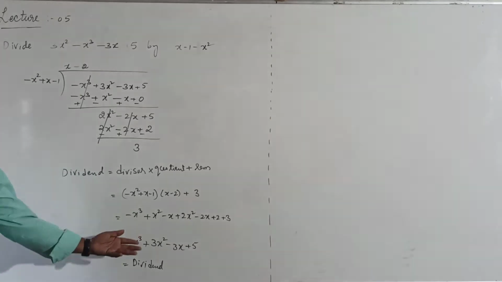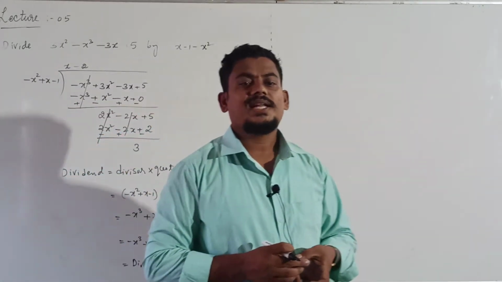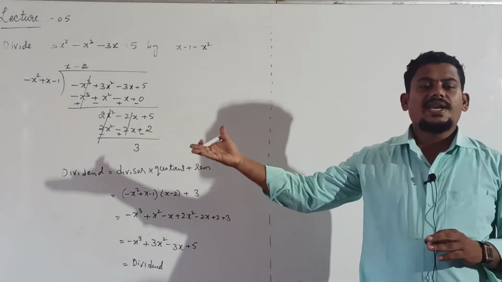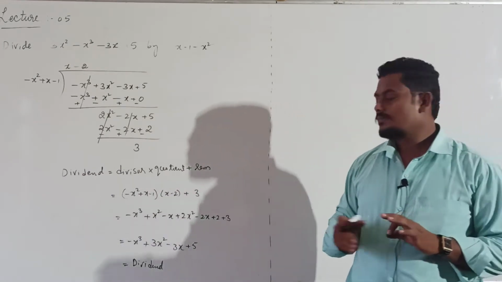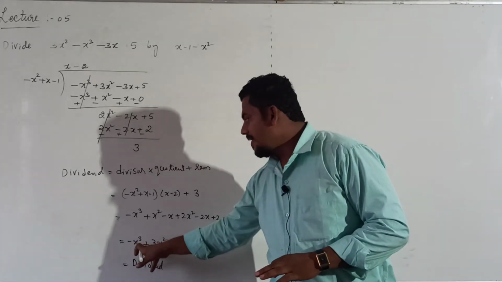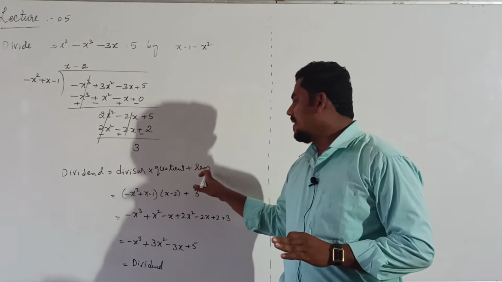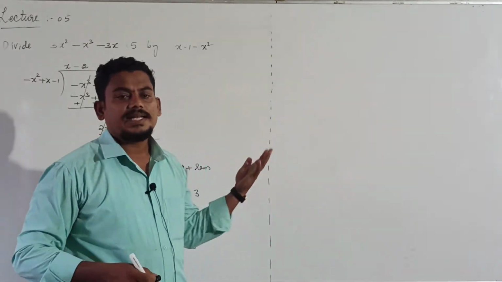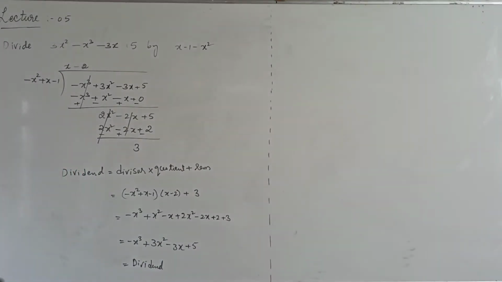This is the division algorithm. First usual division, after that apply the division algorithm. The division algorithm suggests dividend is equal to divisor into quotient plus remainder. Clearly it is satisfied. If you multiply divisor and quotient and add the remainder, clearly it gives the dividend. Hence it is verified. Next problem.